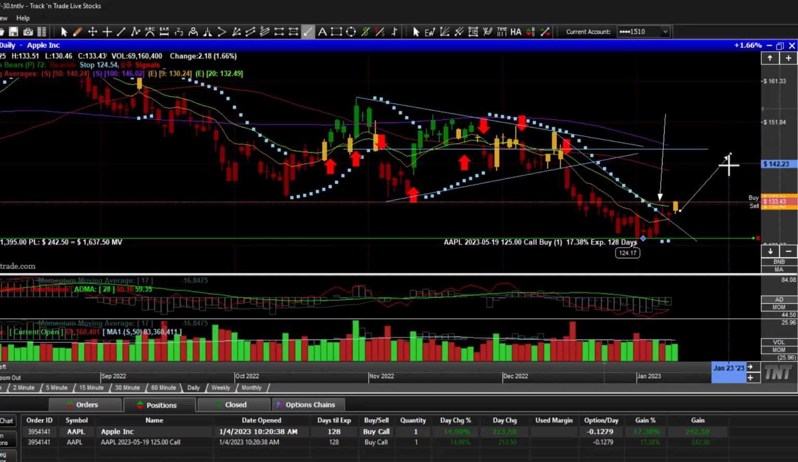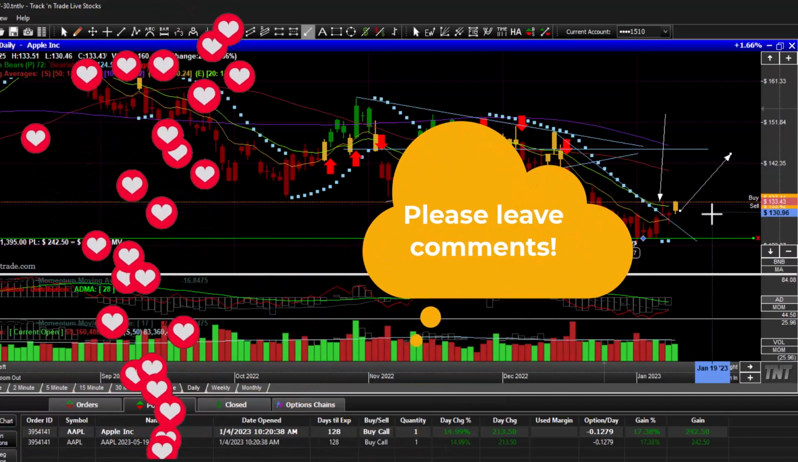So we will continue to analyze and look for an ABC 1, 2, 3 bottom formation and a continuation to rise through the Fibonacci channel. And if you have any questions, please let me know.